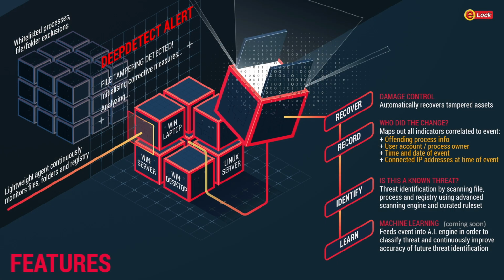Here we explain how DeepDetect works on a high level. First, we deploy lightweight agents on your server assets, like your Windows and Linux servers for example. These agents continuously monitor files and registry for signs of unauthorized tampering. Using DeepDetect Intuitive Web Console, we build a policy to specify what files, folders or registry to monitor. Trusted software on the server is whitelisted accordingly. Our agents will monitor your server assets in real time based on these policies 24/7.